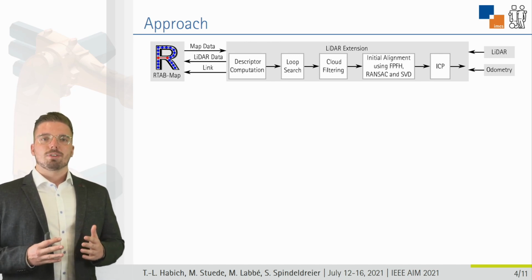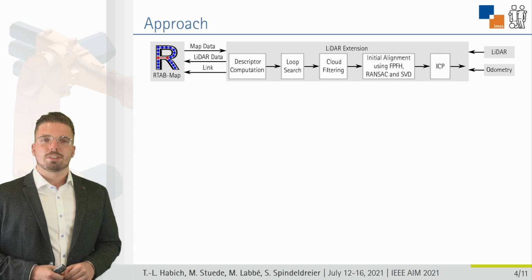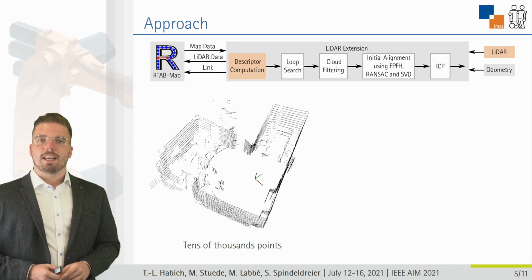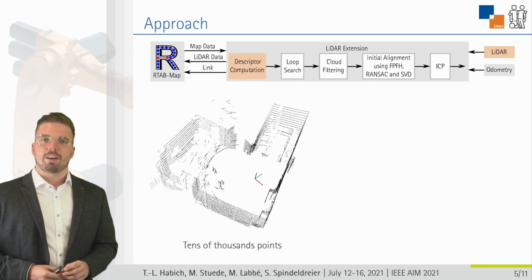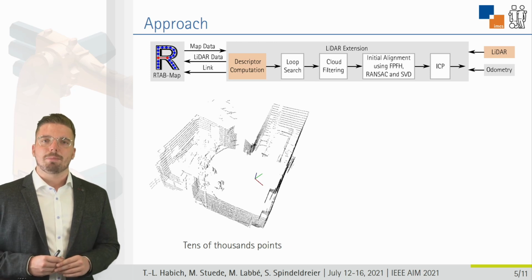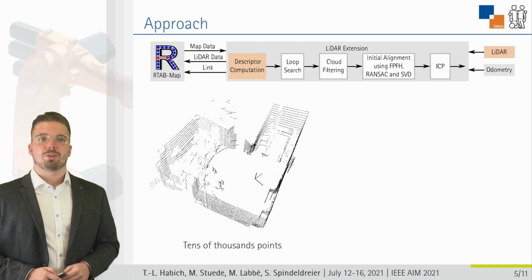The main steps consist of a loop search, the registration of the corresponding point clouds, and a detailed verification with different criteria. Typically, a scan consists of tens of thousands of points. It is a large amount of data whose dimension must be reduced to realize efficient loop search.